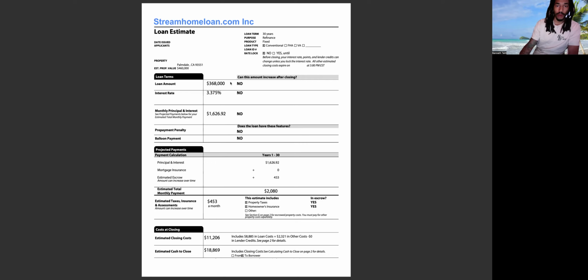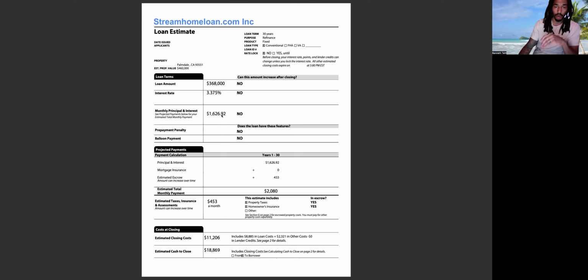Okay, so we have the loan amount. Can this amount increase after closing? No. Interest rate, 3.375. Can this amount increase after closing? No. So obviously this loan estimate takes that additional step, for consumer protection, of asking general questions and then answering them so that a client can see this basic information and know what's going on with their loan transaction.